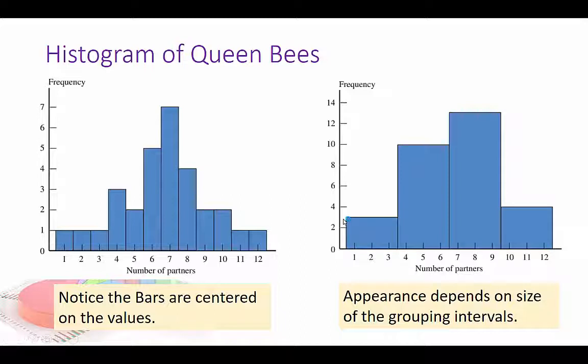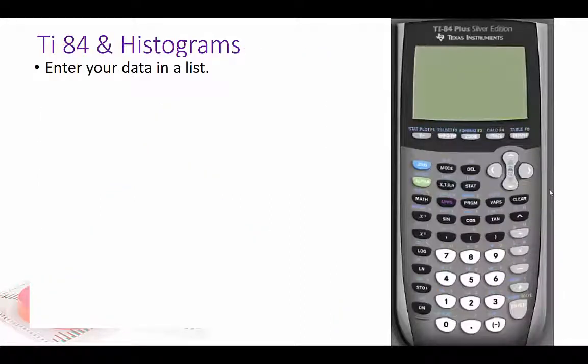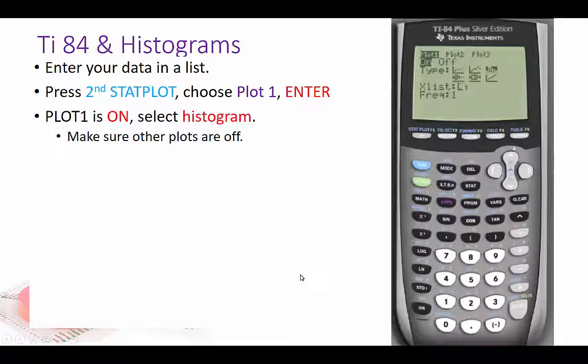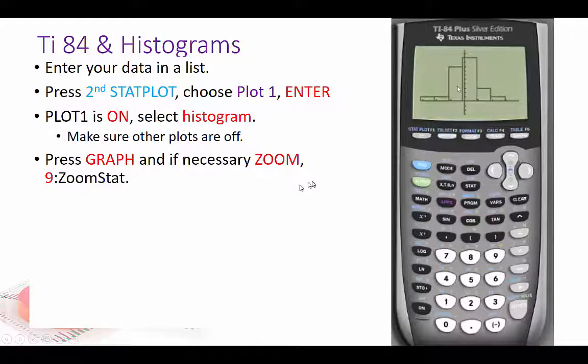Now another nice thing is that your TI-84 will actually create a histogram for you. So first of all, you enter your data in a list. Then you go to second stat plot, hit enter, just like we're doing for stem and leaf. Box and whisker. Make sure plot one is on, and then select histogram, which is that top right there. Make sure other plots are off. Then press graph, and if necessary, zoom 9, which is zoom stat, and then you can have it fit the screen.